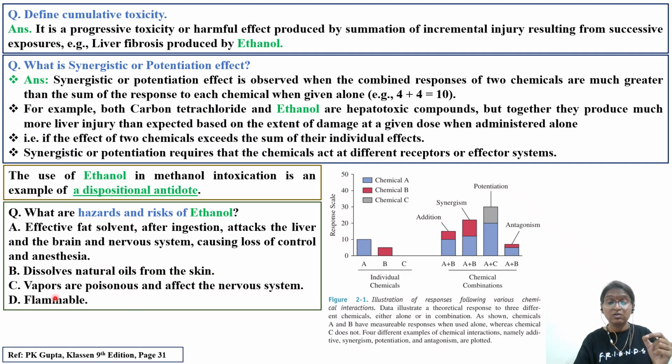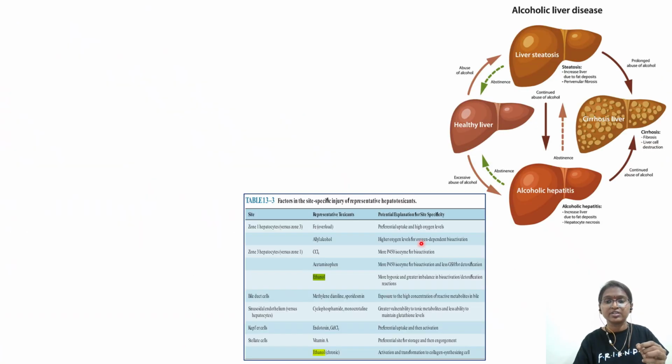Ethanol vapors are poisonous and affect the nervous system. That is the reason in a factory, if workers are working with alcohol as an organic solvent, repetitive exposure may cause adverse effects on the CNS. And it is flammable, because of the boiling temperature, with heat.